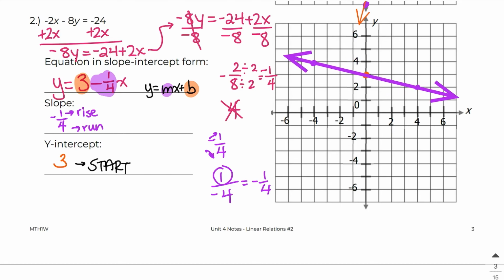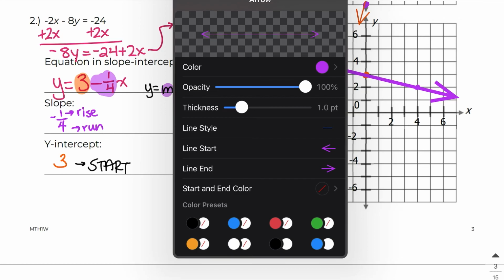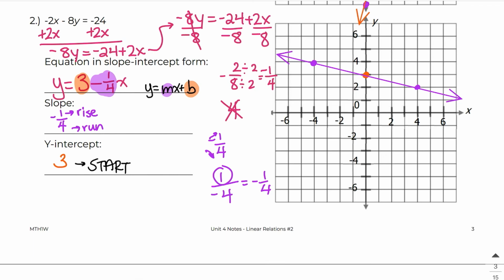Again, try to use a straight edge. If you don't have one, we'll have some in class that you can use, but try to use a straight edge if possible. And don't forget that you always have to label your equation. So this time I'm going to label the original one just so that you can see that you can do it either way. Either way is perfectly fine. And that's how you would do this.